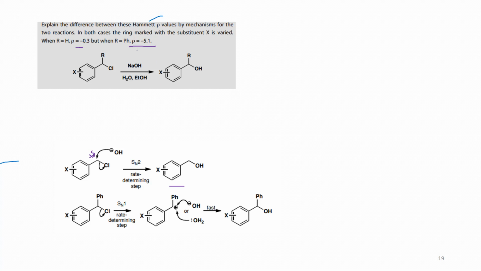Whereas when R equals phenyl, it gives a high negative value, which means there is formation of a carbocation by elimination of the chlorine, which is the rate-determining step. After the attack of this alcohol, we get our desired product. So when R equals H, the reaction goes through an SN2 pathway, but when R equals phenyl, the reaction goes through an SN1 pathway.